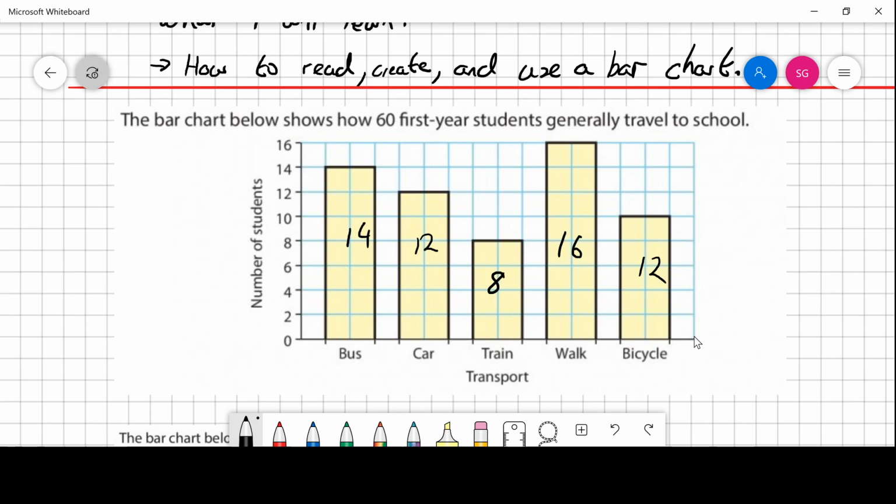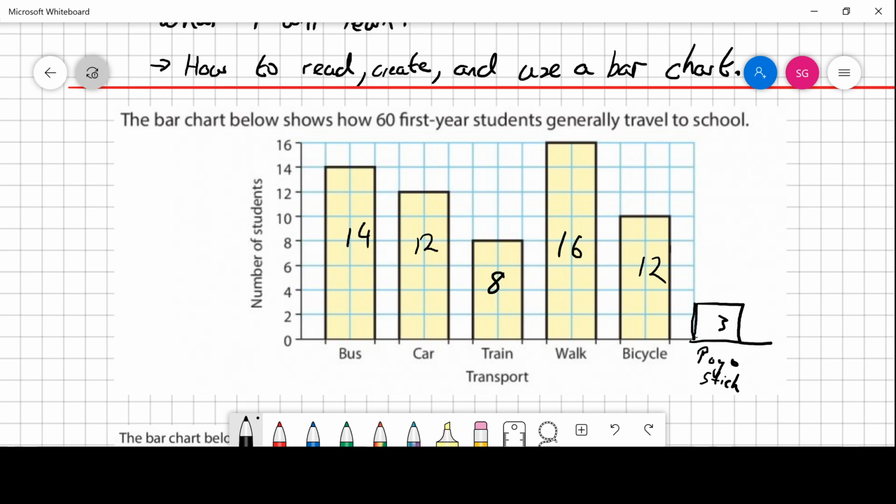So if we said there's actually a sixth category, the students who go by pogo sticks. They pogo stick their way to school each day, and 3 students do that from first year. Well, then what we would do is bring the bar up to halfway between 2 and 4 here. So you could go, okay, 3 students go by pogo stick, just to give you an idea that this bar chart can still work even if it is a number that's between the values. You just have to approximate where it would be between them.